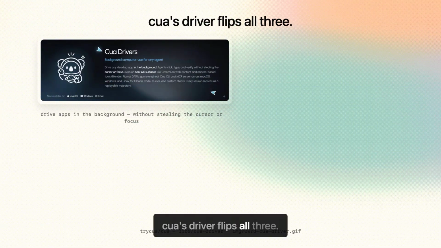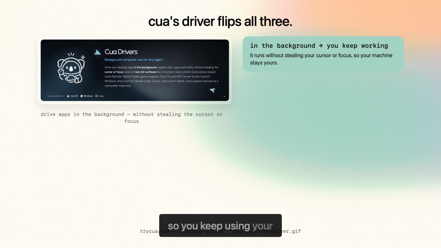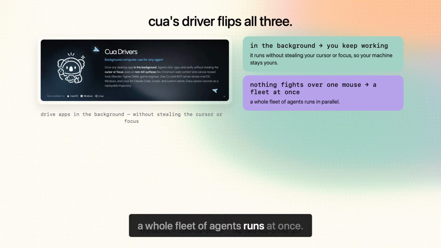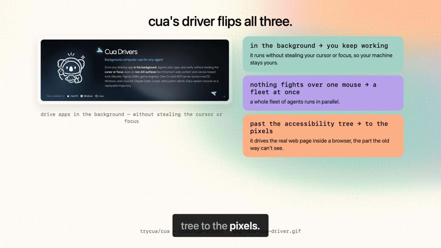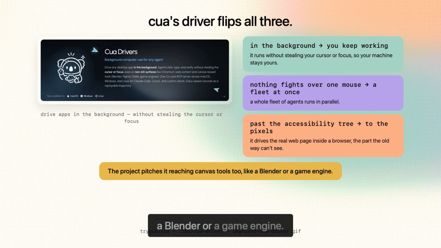Cua driver flips all three. It works in the background without stealing your cursor or focus, so you keep using your machine while it runs. Nothing fights over one mouse, so a whole fleet of agents runs at once, and it reaches past the accessibility tree to the pixels. It drives the real web page inside a browser, the part the old way can't see. The project pitches it reaching canvas tools too, a Blender or a game engine.